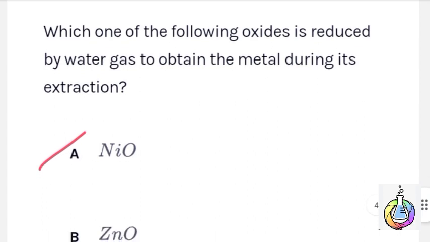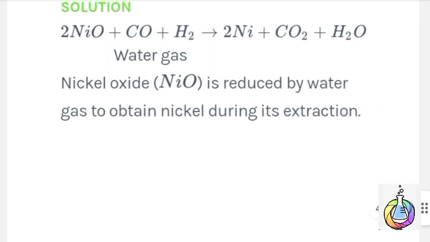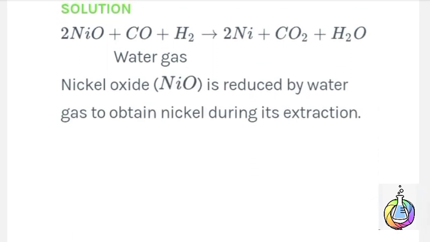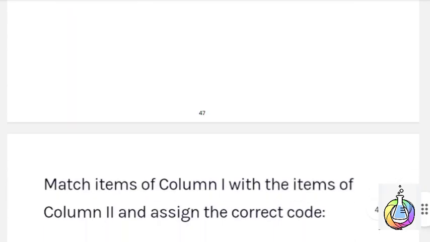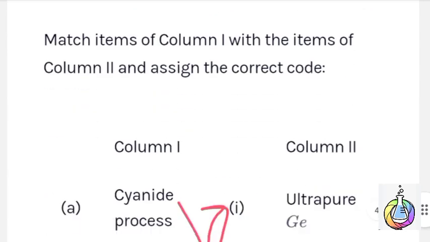Next question. Which one of the following oxides is reduced by water gas to obtain the metal during its extraction? Option A is the correct answer, nickel oxide, NiO. Here is the solution. 2NiO plus CO plus H2 gives 2Ni plus CO2 plus H2O, water gas. Nickel oxide is reduced by water gas to obtain nickel during its extraction. Therefore, option A is the correct answer for this question.